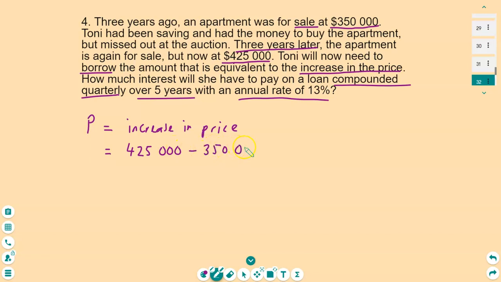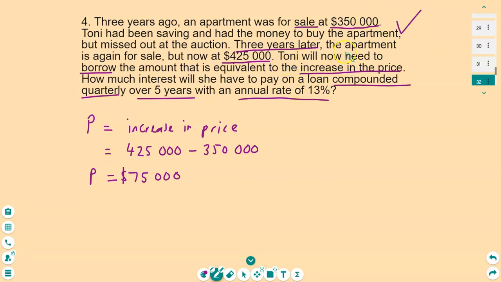That's how much she is going to need to borrow. She had the money for it, but then it increased in price. So sadly, she's got to rely on the banks. $425,000 take $350,000, $75,000. That's how much she's got to borrow, that initial value, the principal. So we've dealt with that information in the beginning.